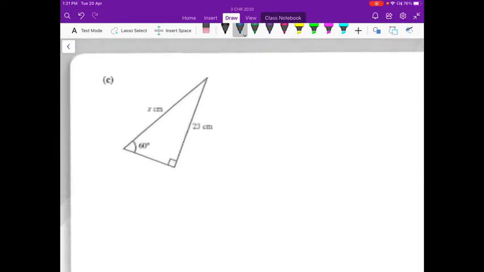Which sides are provided for us? Which side is provided for us? Opposite. Okay, good. Okay, now you stop. Ain, which trigo ratio should we be using? Sine. Sine, what is the angle? 60. Okay, good. Equals opposite, so 23 over hypotenuse, which is x.